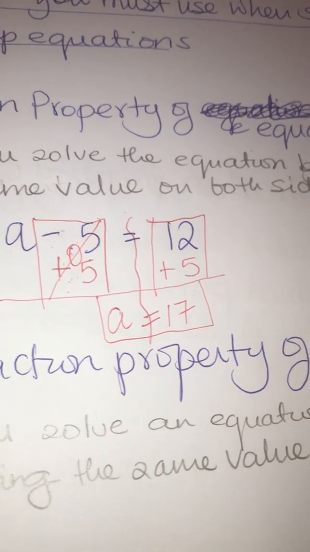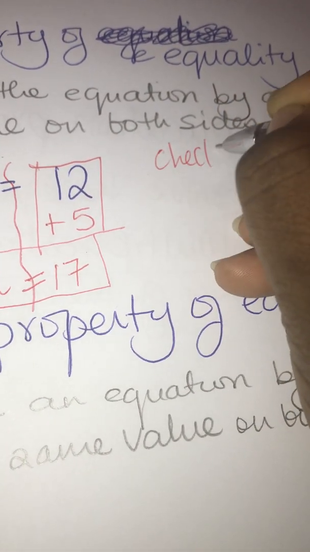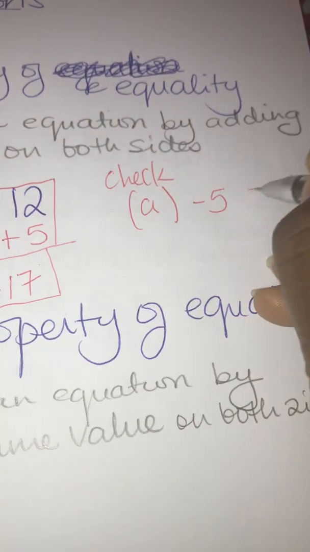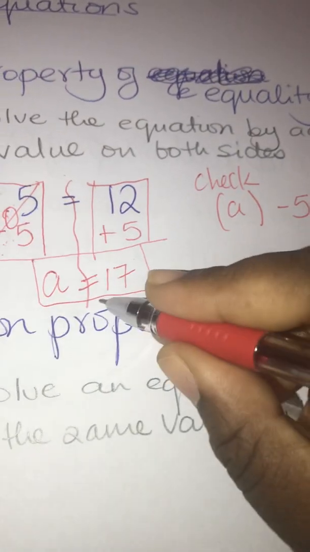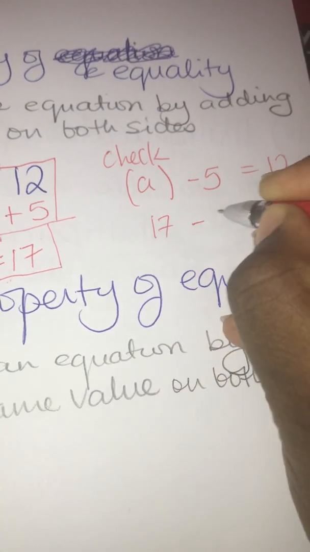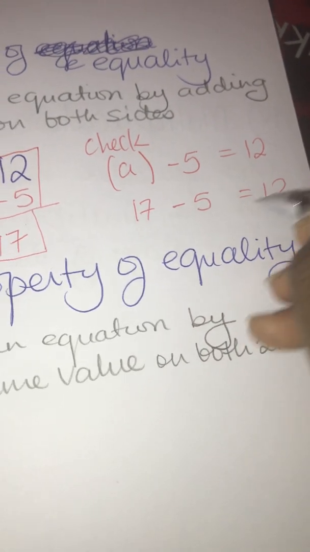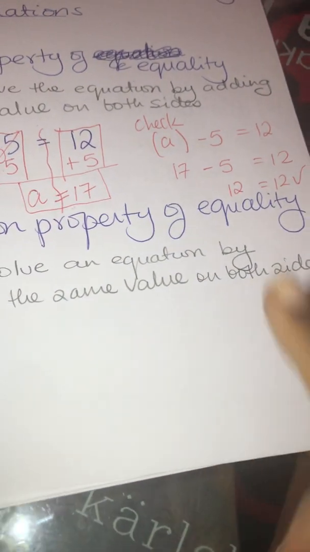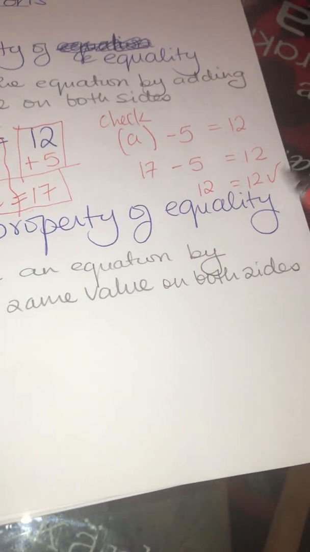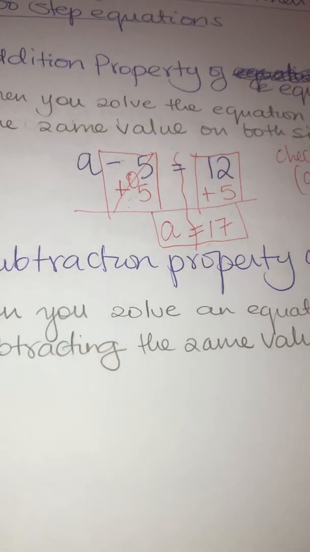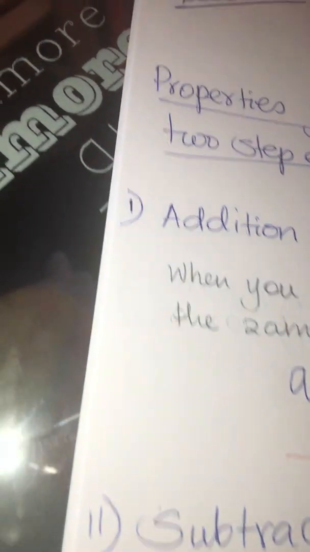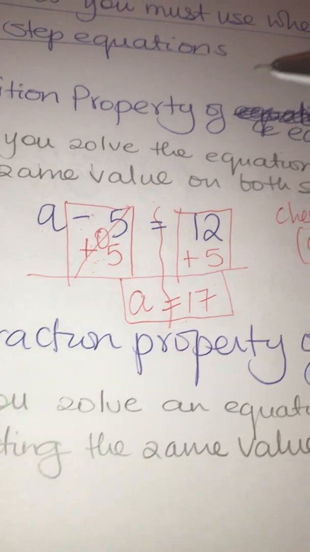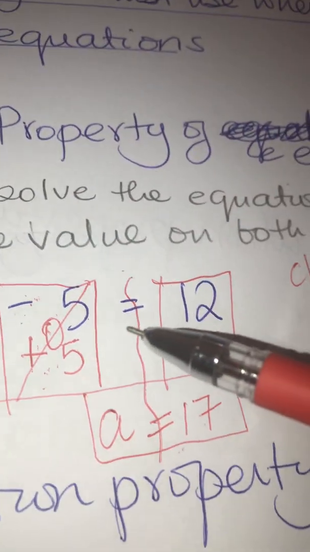If I check my work, I will say A, which is in bracket, minus 5, should equal 12. A is 17, so I write 17 minus 5 is equal to 12. 12 is equal to 12, and you do the check. So then, since this is correct, I can confirm this is my answer. Okay? So, remember, you're doing the opposite. You're doing the inverse operation.